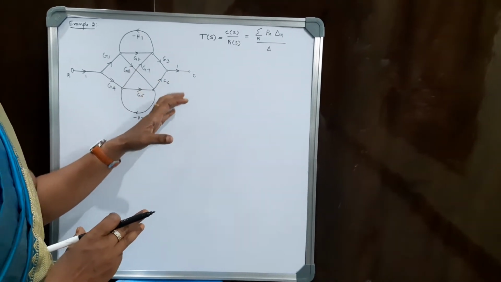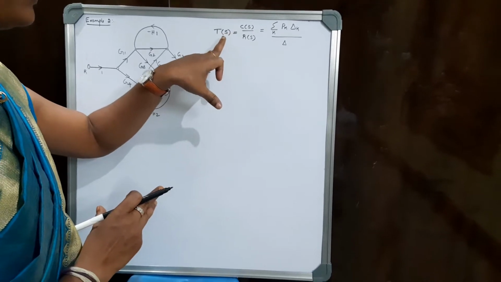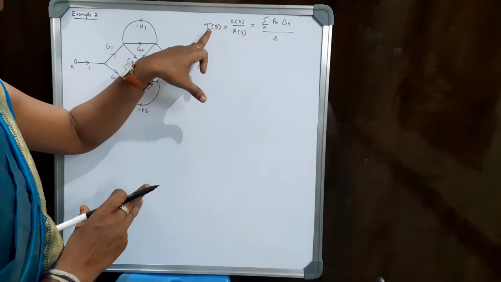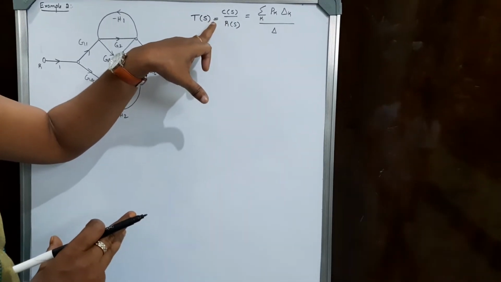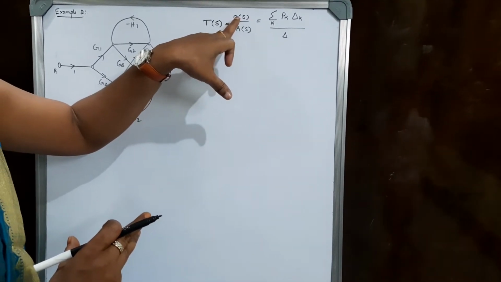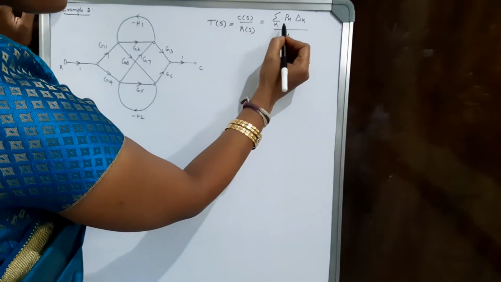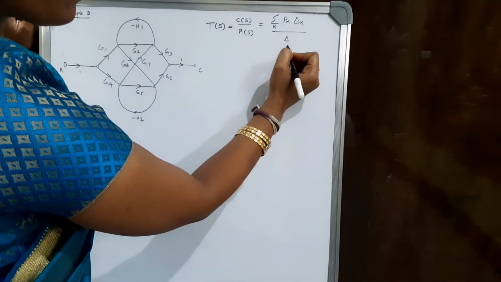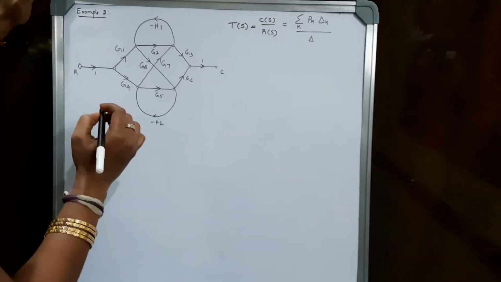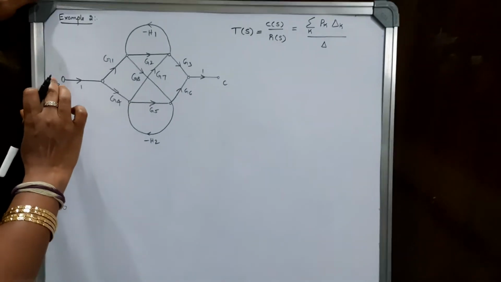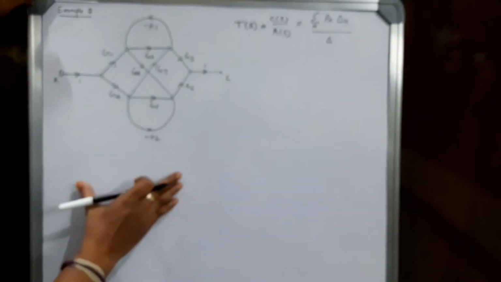First and foremost, we have to write the transfer function. The transfer function given by Mason, that is Mason's gain formula, is T of S, which is the ratio of C of S by R of S, given by the sum over all values of K of Pk delta K upon delta. So the first thing we have to do here is to find the forward paths. In this we have to find out how many forward paths are there.